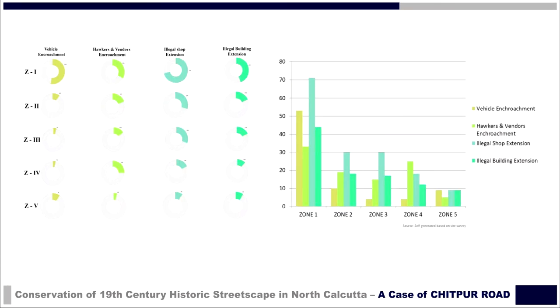Analysis chart showing various encroachments at each zone. For example, zone 1 experiencing the highest encroachment in terms of vehicular, vendor, illegal shop extension, etc. Zone 5, compared to the rest of the zones, experiencing lesser encroachments.